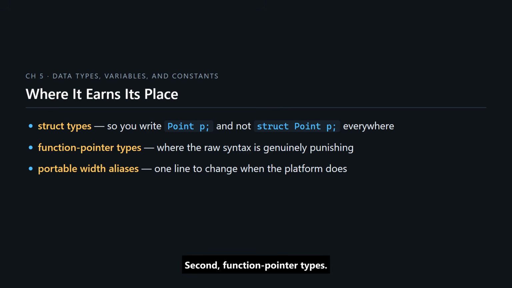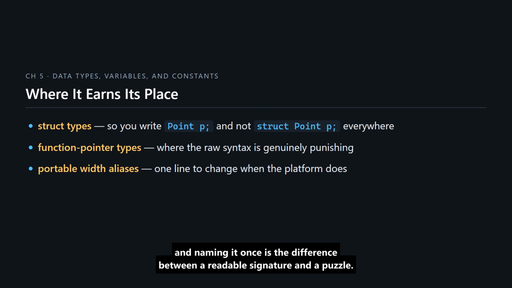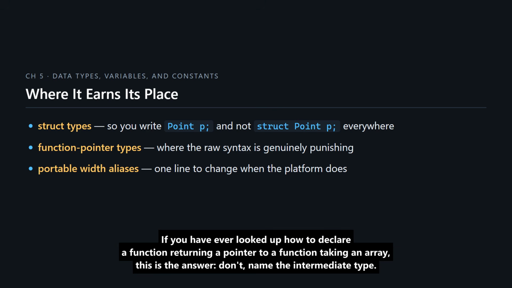Second, function pointer types. The raw declaration syntax for a pointer to a function is genuinely punishing, especially once one appears as a parameter or a return type. And naming it once is the difference between a readable signature and a puzzle. If you have ever looked up how to declare a function returning a pointer to a function taking an array, this is the answer. Don't name the intermediate type.